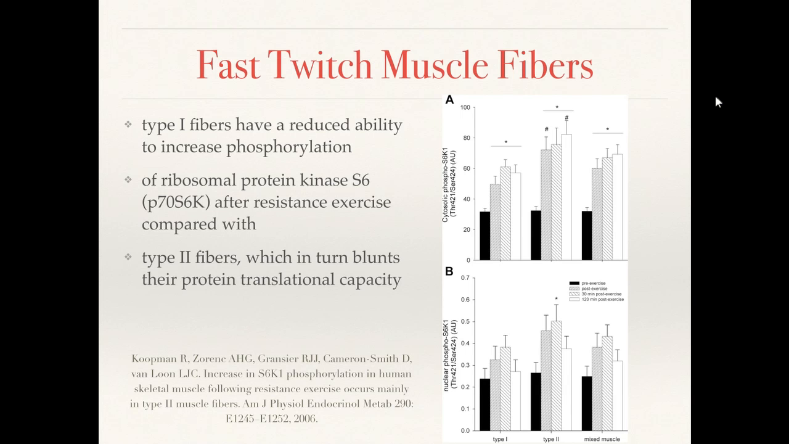Type 1 fibers also have a reduced ability to increase phosphorylation of ribosomal protein S6 kinase after resistance training. And that's basically what we're looking at here. We're looking at phosphorylation of S6K. And if you look at type 1, which is to the left of graphs A and B, compared to type 2, you see greater phosphorylation in type 2. And again, this is a downstream target of mTOR.